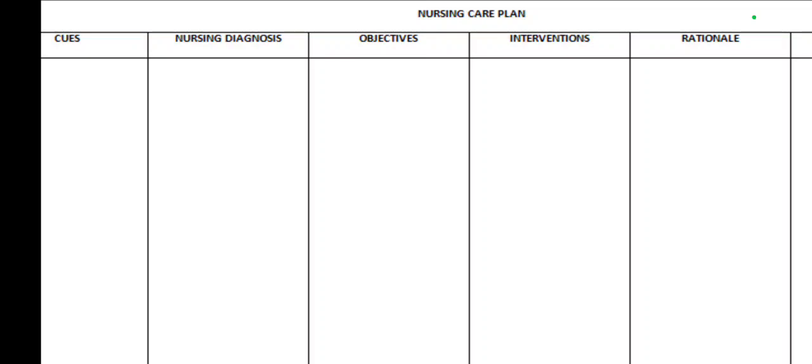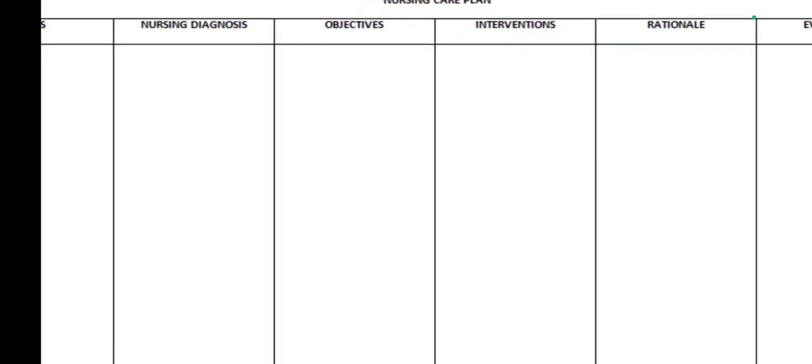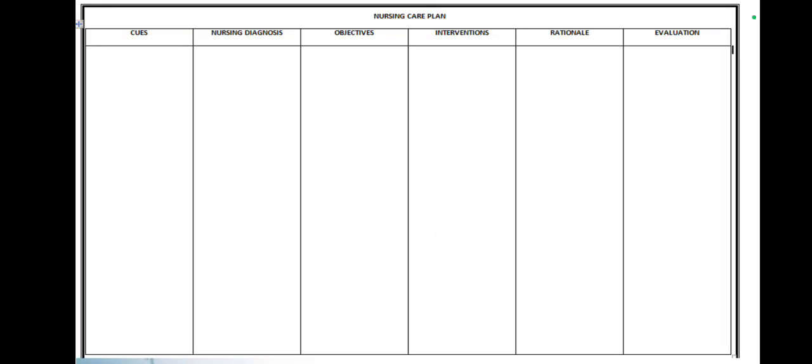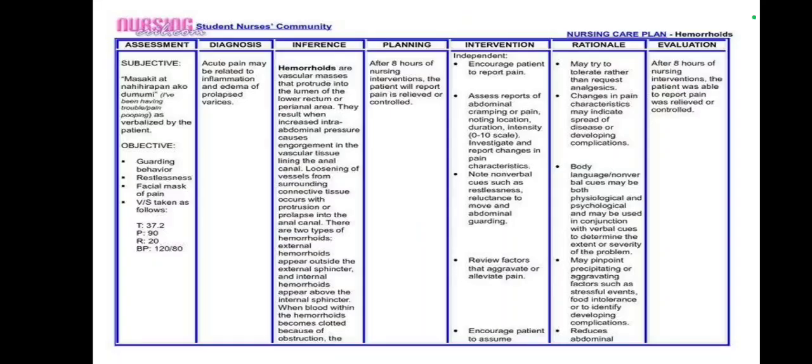And then we have the interventions. First you write the independent nursing interventions, and afterwards the dependent interventions, and then the interdependent interventions. And then you will also place the rationale. When we talk about rationale, it is the reason why you implement those interventions. And then lastly, your evaluation. What are your expected outcomes for your patient? So that is an example of a nursing care plan.